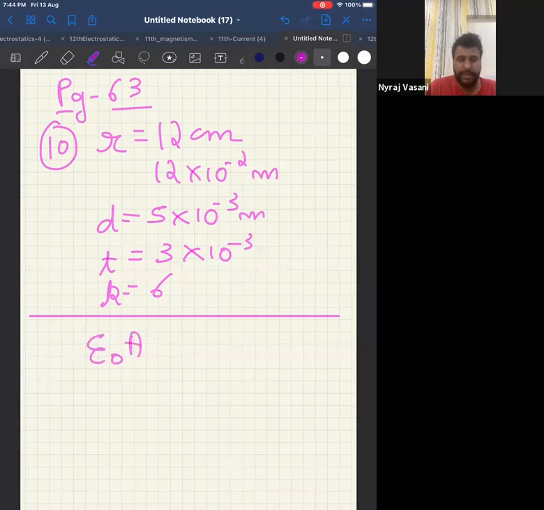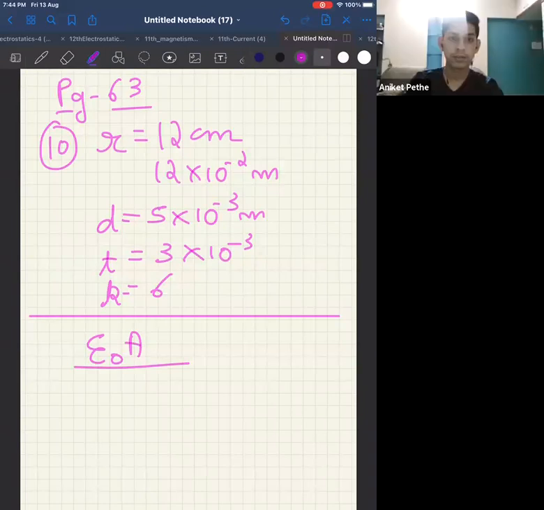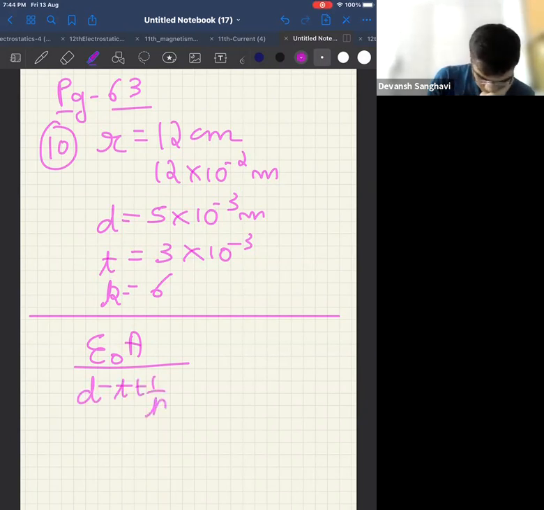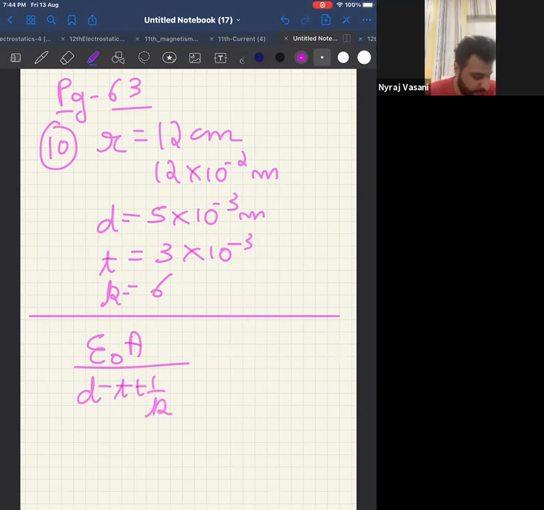Epsilon naught A divided by, tell me whether it is D minus T or whether it is D minus T plus T by K. Tell me which one, which case? Second one. Correct. D minus T plus T by K. Therefore, the new capacitance. Everyone understood why this formula?